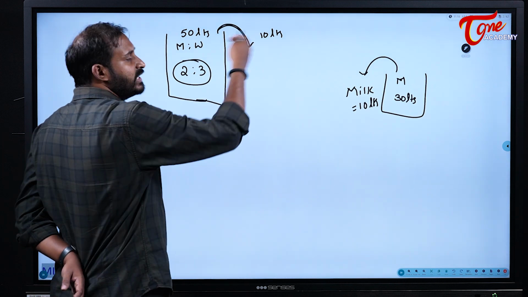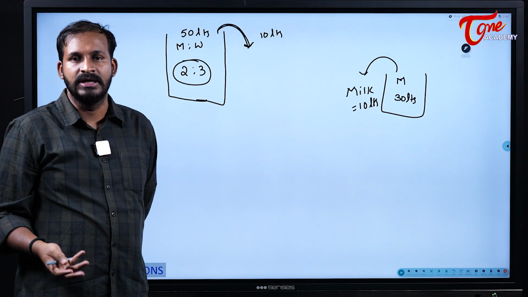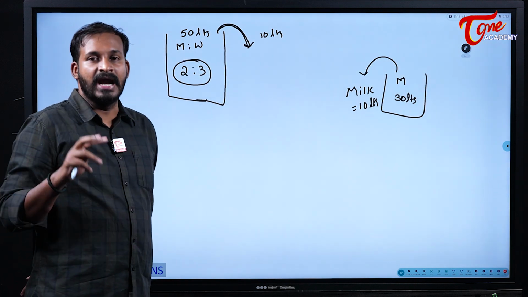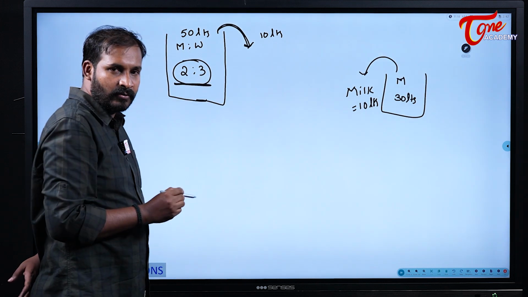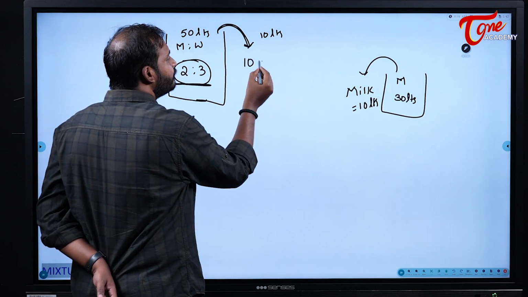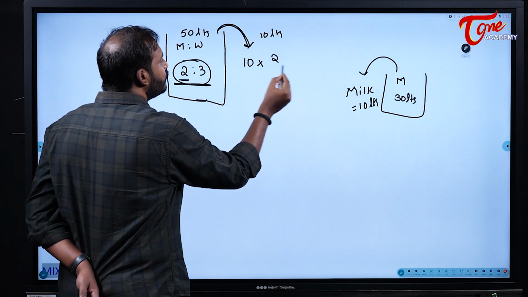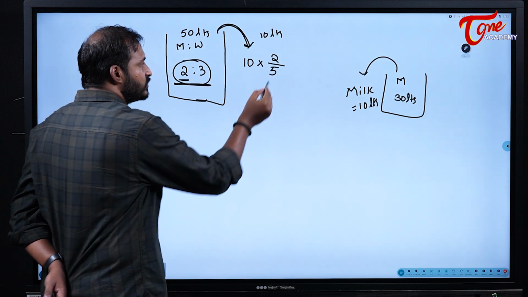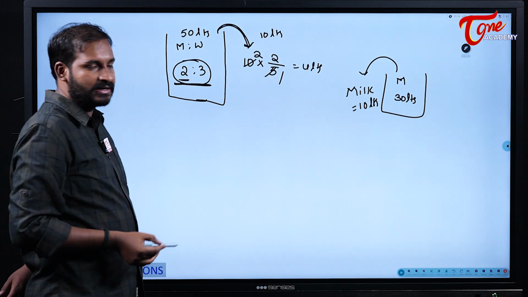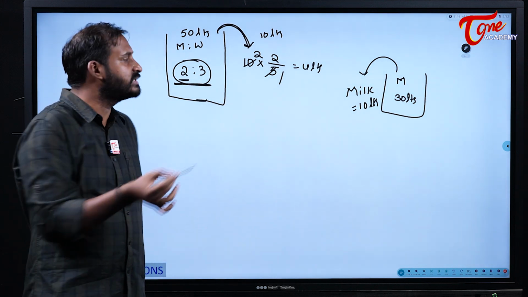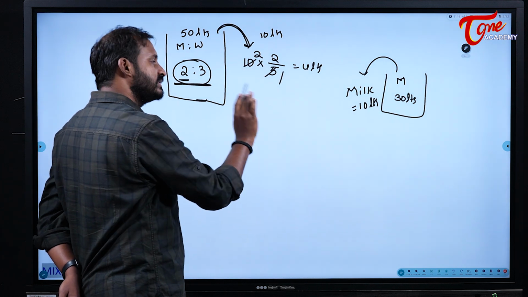That means when I draw 10 liters, there is no chance that all 10 liters will be only milk or only water. There will be a mixture of milk and water, in the same ratio in which they are present inside the jar. In that 10 liters, the quantity of milk will be 2 parts out of 5 parts in total. So 5 ones, 5 twos, I will get 4 liters of milk from the jar. Out of 10, if 4 are milk, water will be 6. That is one way.